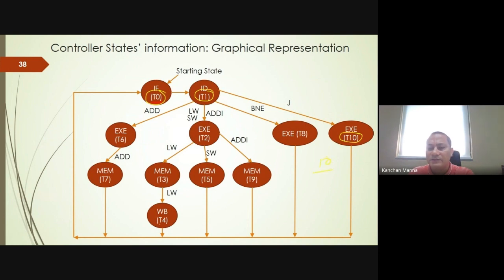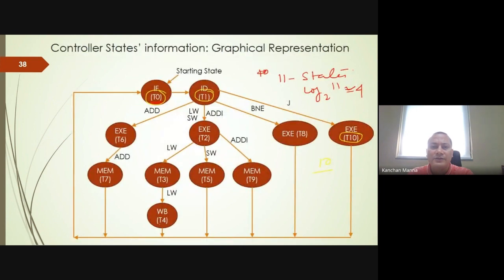Now, if you remember this question, how many bits do we need to design the controller? I mean, to design the state. So here we have 11 actually, starting from 0, we have 11 states. So how many bits do we need for this state? If you take log base 2 of 11, then 4 bits. So we need 4 bits to represent a state.